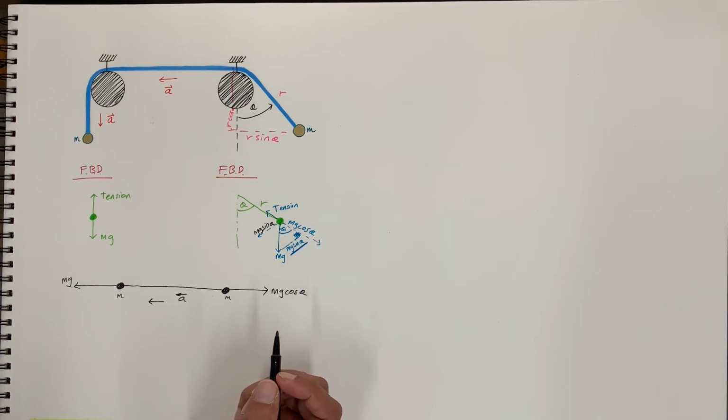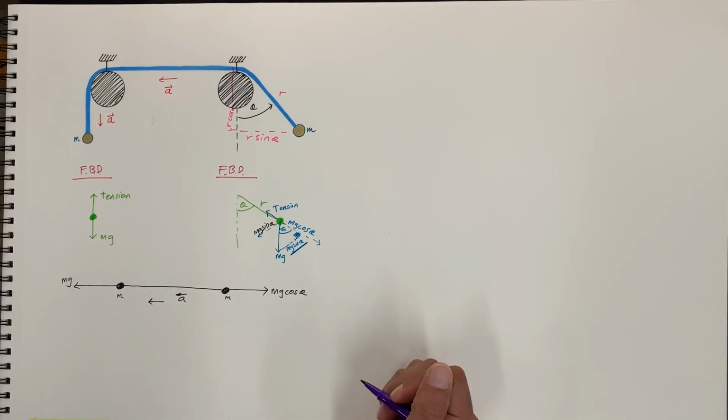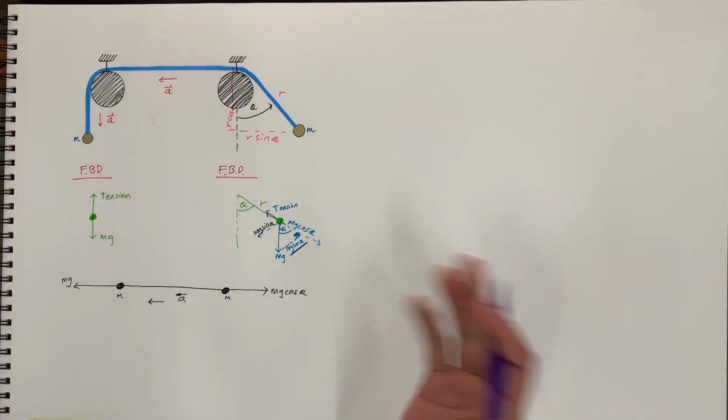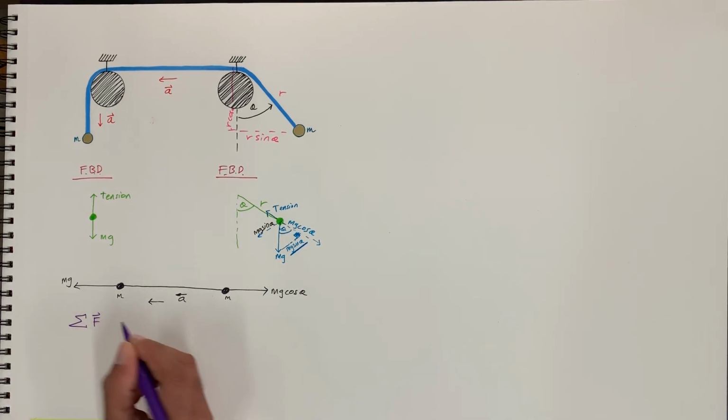So let's use Newton's second law to solve this problem without Lagrangians. We're gonna try to solve this problem with forces and see what the difference is between Lagrangian and this other method that we can use. So we're gonna do the sum of forces for this system here.